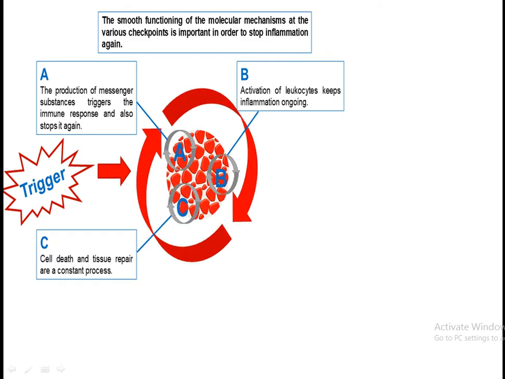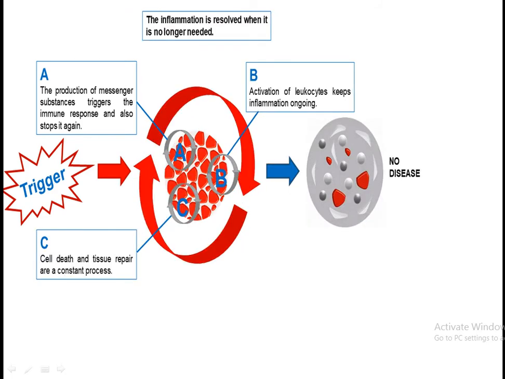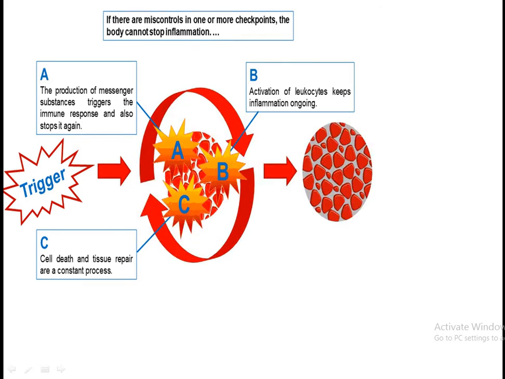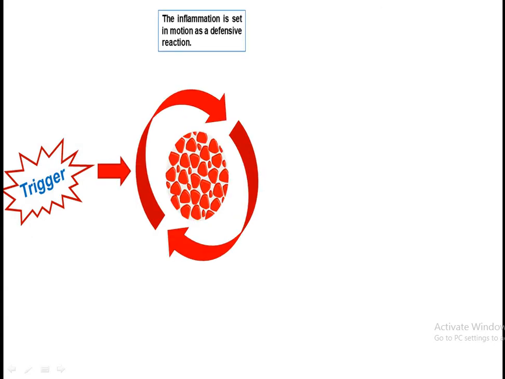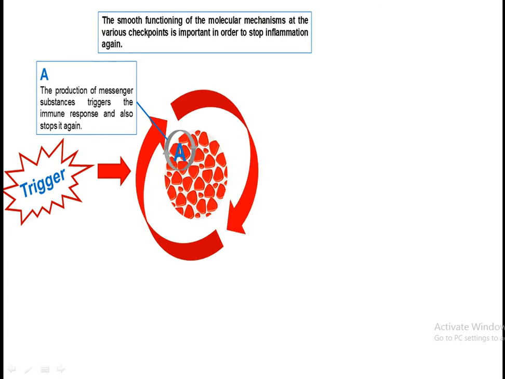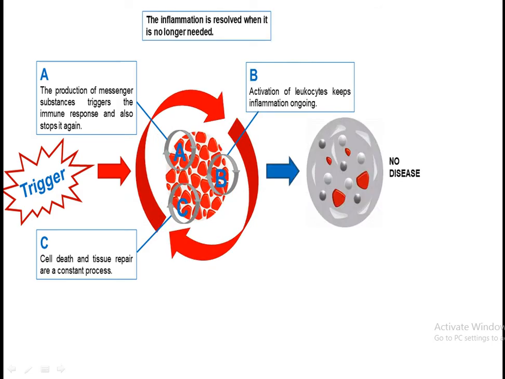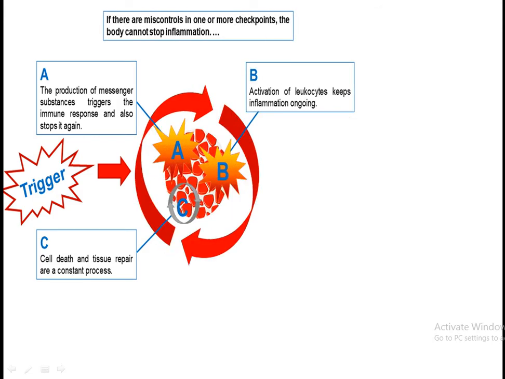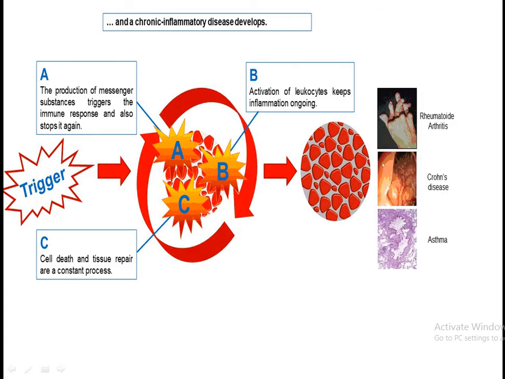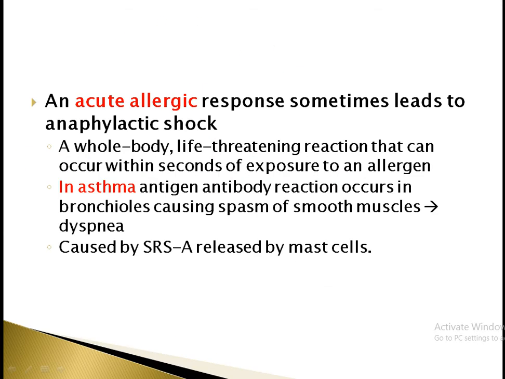Again, I am going to show you the effect when any antigen enters: inflammation is caused, for example, in asthma and other diseases. An acute allergic response sometimes leads to anaphylactic shock. Also in asthma, antigen-antibody reaction occurs in the bronchioles, causing spasm of the smooth muscle and causing dyspnea.